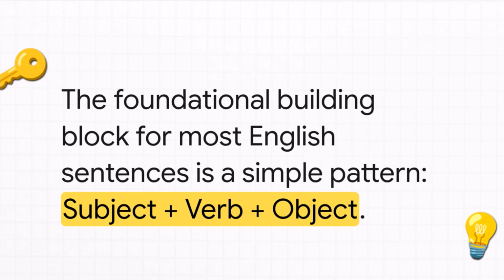First up, we've got the subject. The easiest way to think about the subject is as the doer. It's the person or the thing that's actually doing the action. It's kind of like the hero of our sentence, you know? The one making things happen.